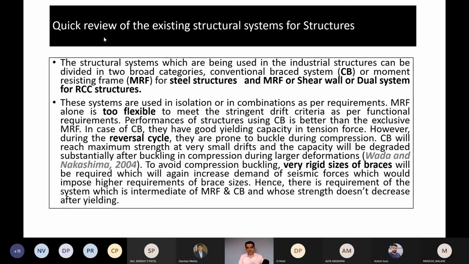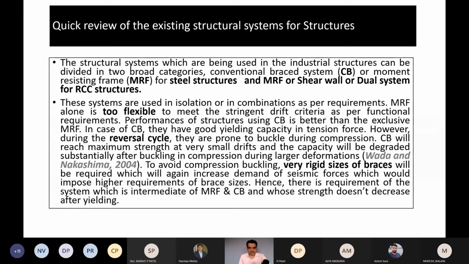So if we talk about a quick review of the existing structural systems for these structures, we can divide the structural systems into two categories. One is, let's say, the conventional braces, which we provide in steel structures, or the moment resisting frame for steel structures. Okay. And for RCC structures, it is a moment resisting frame or shear wall or dual system.